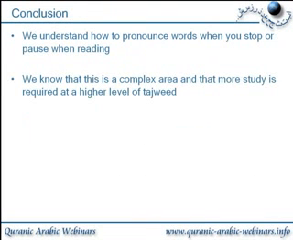Okay, so in conclusion, we should understand how to pronounce words when you stop or pause when reading. And just a reminder, we know that this is a complex area and that more study is required at a higher level of Tajweed.